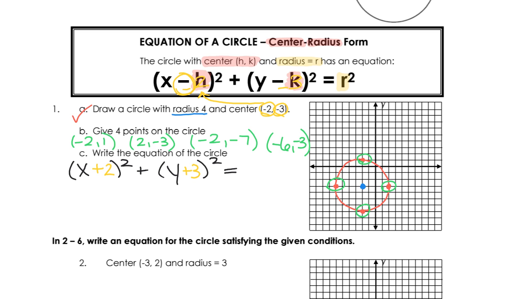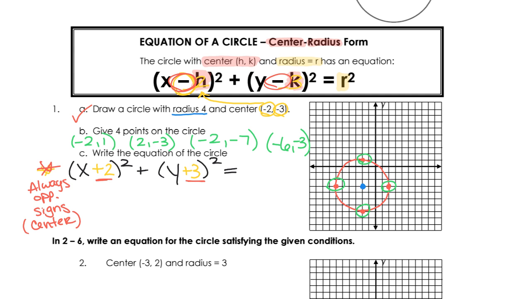And so a little rule of thumb, if you want a little bit of a hint of remembering, is that the numbers in here are always the opposite signs because of those negatives from the formula. So always you're thinking and looking for the opposite signs when you're talking about the center.